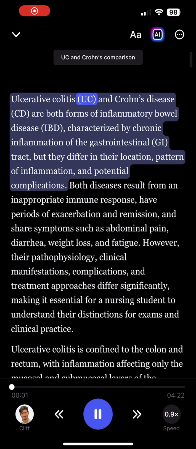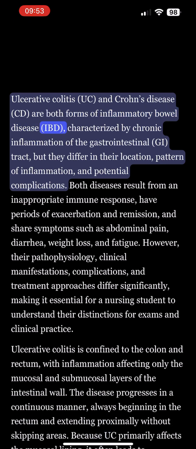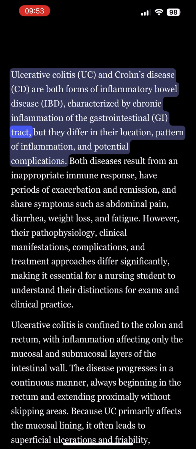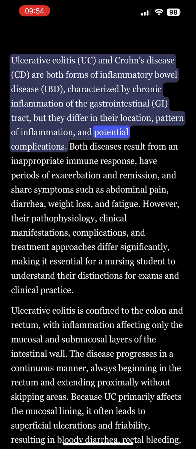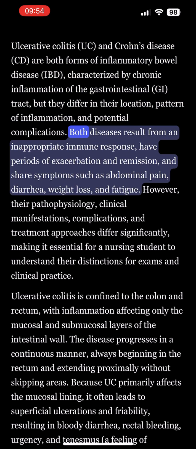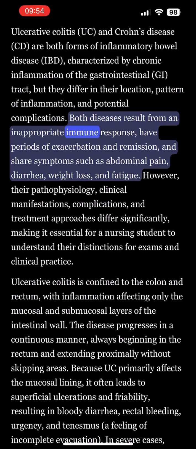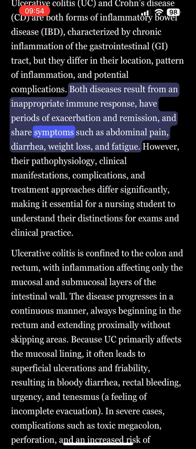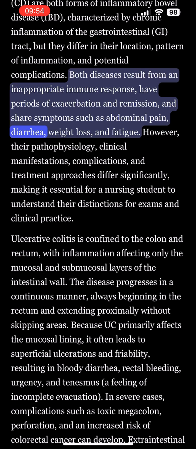Ulcerative colitis (UC) and Crohn's disease (CD) are both forms of inflammatory bowel disease (IBD), characterized by chronic inflammation of the gastrointestinal (GI) tract, but they differ in their location, pattern of inflammation, and potential complications. Both diseases result from an inappropriate immune response, have periods of exacerbation and remission, and share symptoms such as abdominal pain, diarrhea, weight loss, and fatigue.